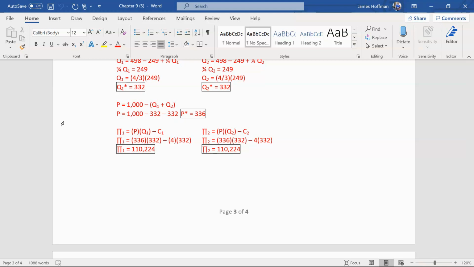Okay, and then the last part is to calculate the profit for each firm, which should be the same, but you've got to double check. So profit of firm 1 is the market price times its quantity minus its cost. So revenue minus cost.